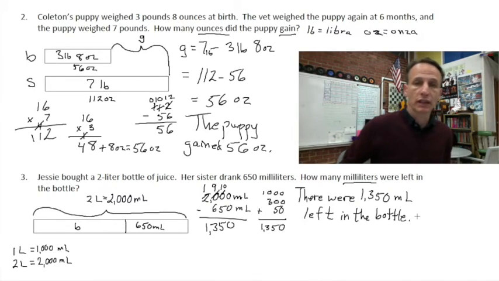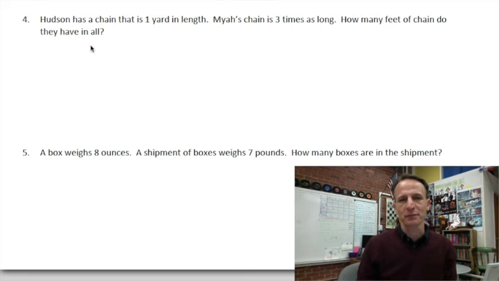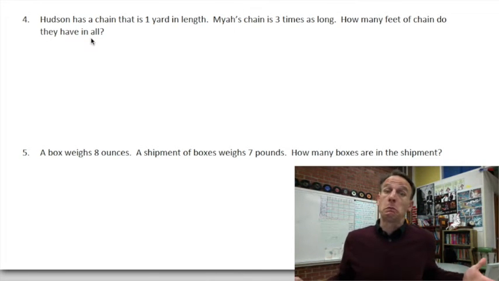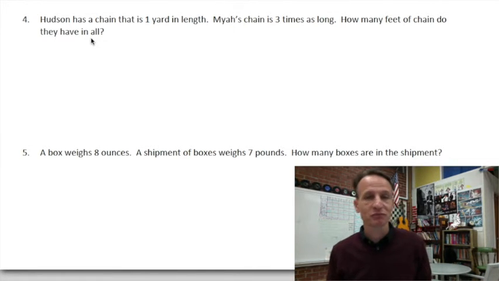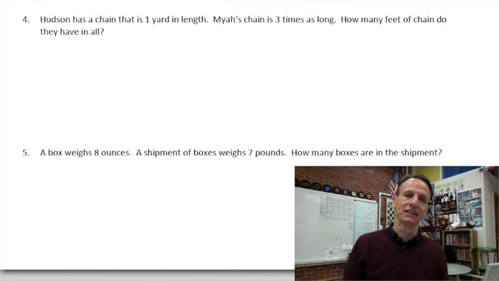Let's go look at numbers 4 and 5. These questions crack me up sometimes. So in this one, Hudson has a chain. I don't know why, but he does. And it is 1 yard in length. Maya, she's got a chain too. And her chain is 3 times as long. Look out, Hudson. So how many feet of chain do they have in all?